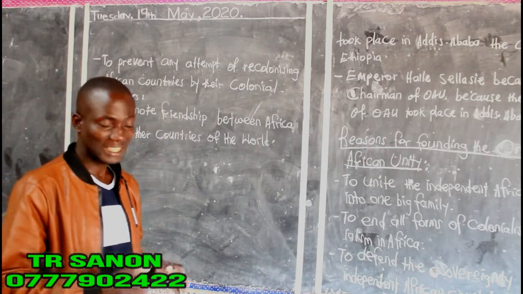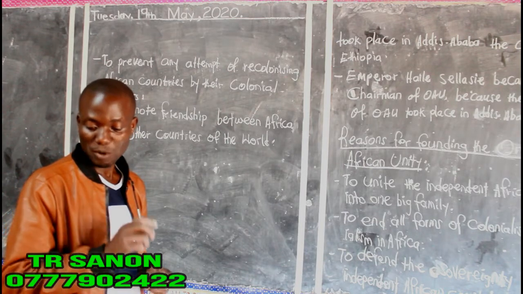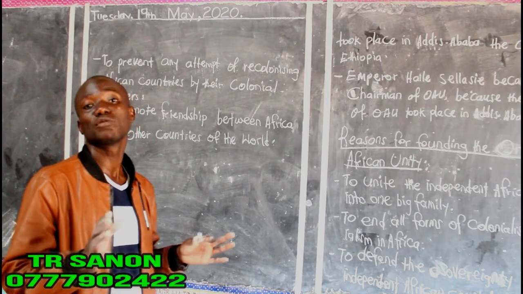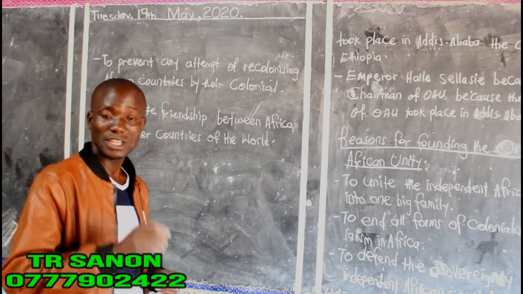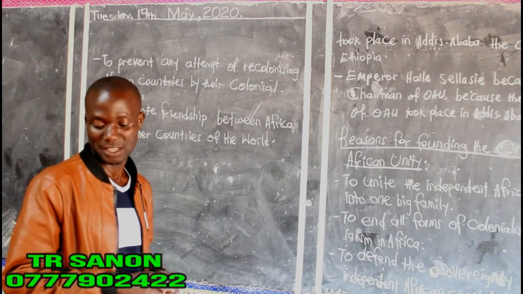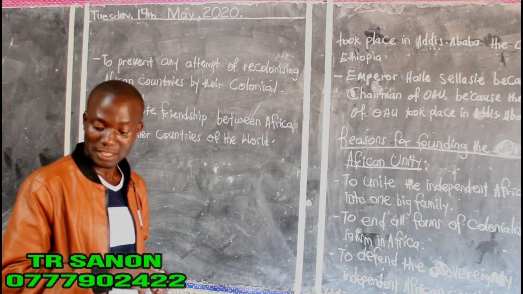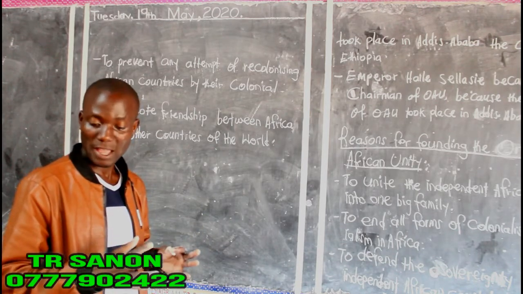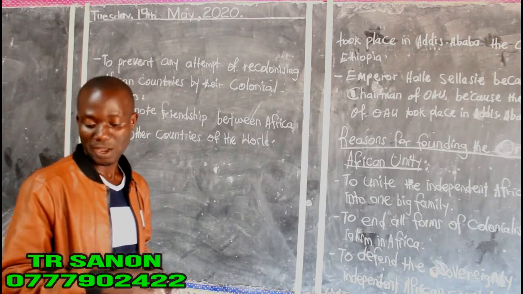For the last bit of my lesson today, I want us to look at some of the founder members of OAU. Not all countries were members. There were specific countries that qualified, and these were majorly countries that had acquired independence by then. There were not many, but one of their agenda items was to ensure that those that were not independent could acquire independence.